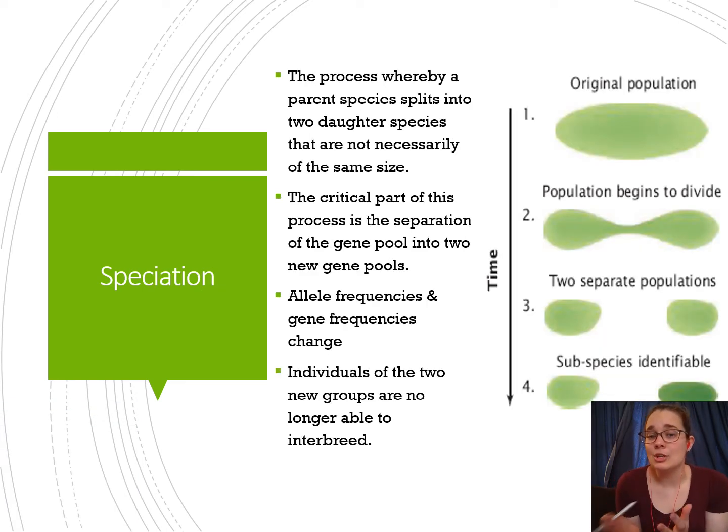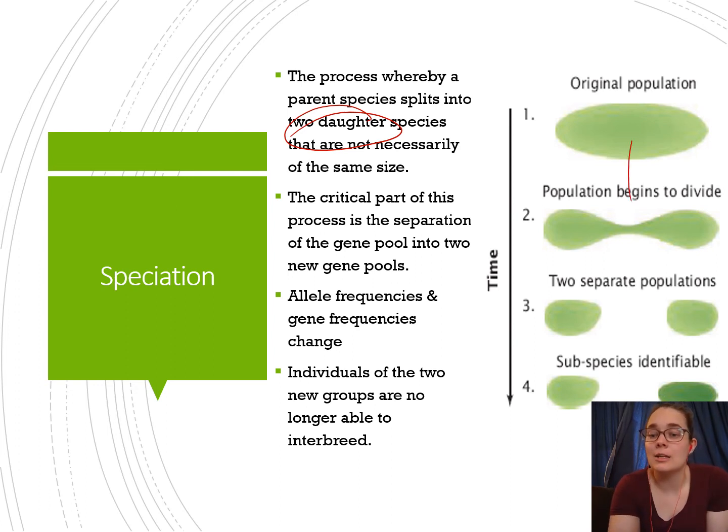So speciation is the next step. It's where we start to get whole new species. One population divides into two groups. So you're looking at two daughter populations here. This is what's up in here. And they're not necessarily of the same size. So your original population begins to divide.